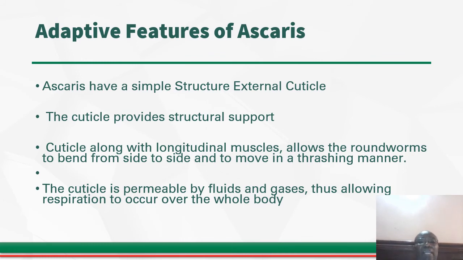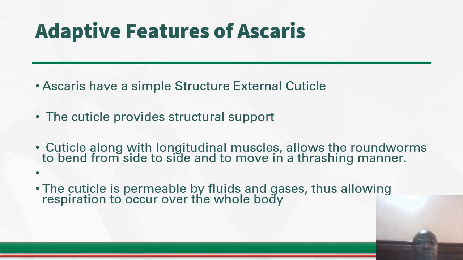Then what are the adaptive features of ascaris? So the ascaris have a simple structure, and that simple structure is the external cortical. And these corticals, as we have said, are for support and protection. So the cortical, along with longitudinal muscles, allow the roundworm to bend from side to side and to move in a thrashing manner as we see them moving. So it is the presence of these corticals in them that enables them to move in that manner.